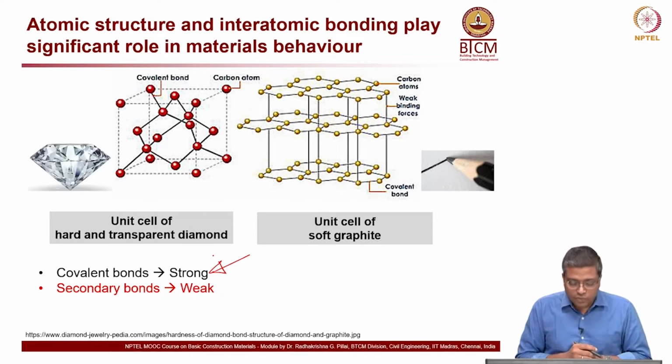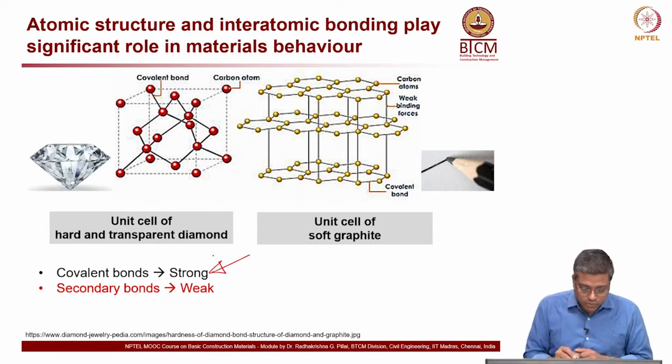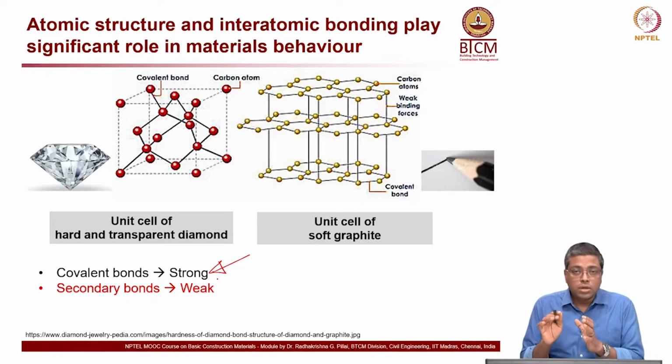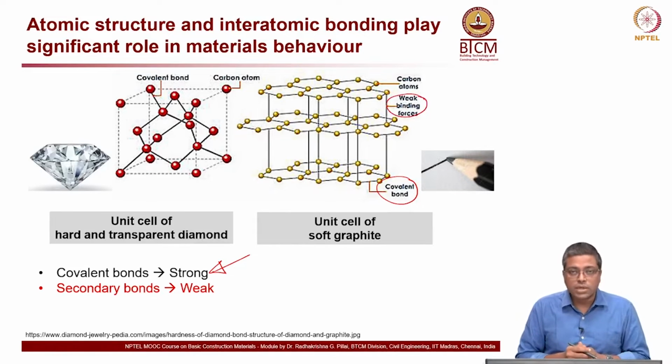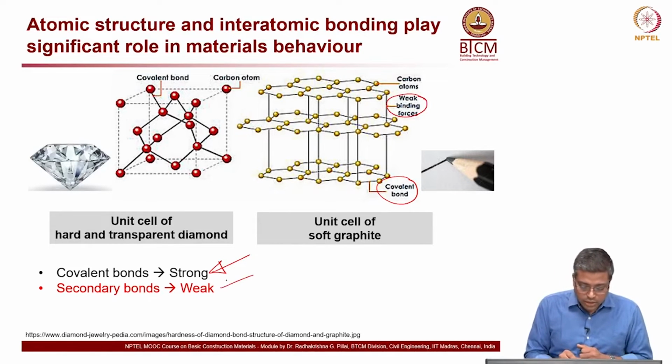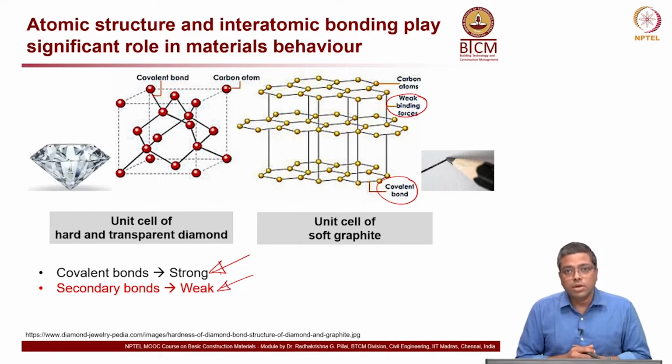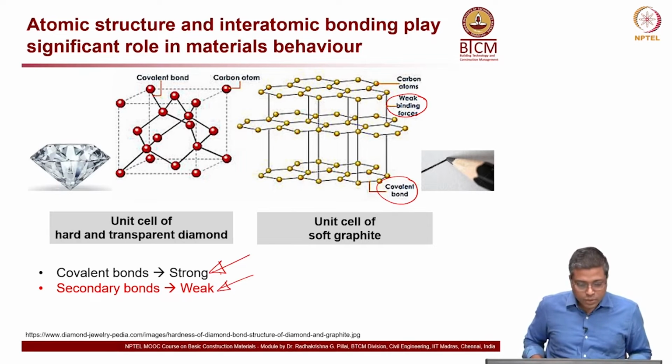Whereas, in the case of graphite, the right side picture, they have both strong and weak bonds. This is a strong bond and this is a weak bond. All the vertical lines are weak bonds. Now, that is the reason mainly because of which we are able to write using a pencil.